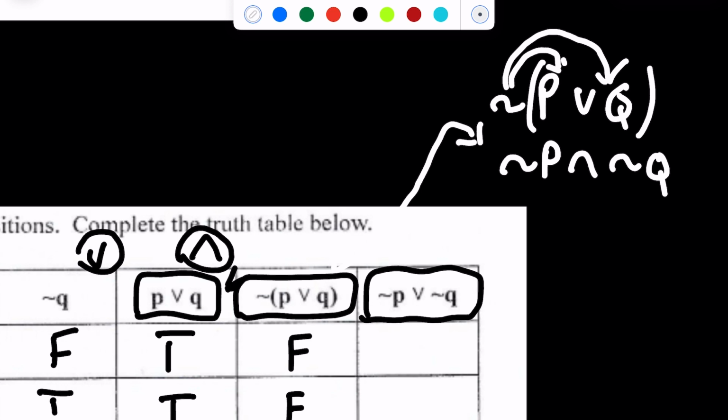So don't get confused, because remember, you have to change this middle sign, right? You can't keep it the same. And so I think they're trying to trick people by leaving the middle sign the same, and they might think that it's De Morgan's law, but it's not De Morgan's law.